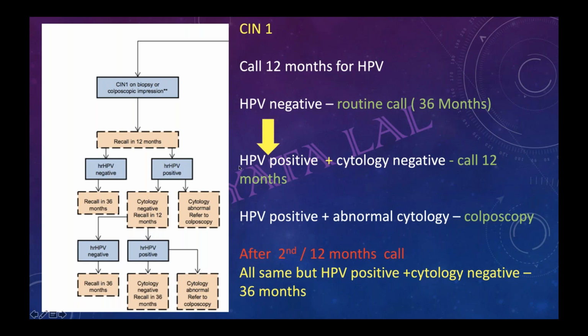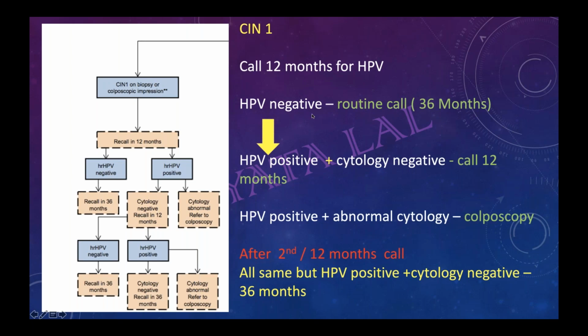But if after 12 months, on the first visit, HPV has become positive, you do reflex cytology. If reflex cytology is negative, in that situation you will say, okay, you have to come after 12 months. So you will call her once again. But if her cytology becomes abnormal, HPV positive and cytology abnormal, you have to send them for colposcopy. So this is the easy thing to remember.